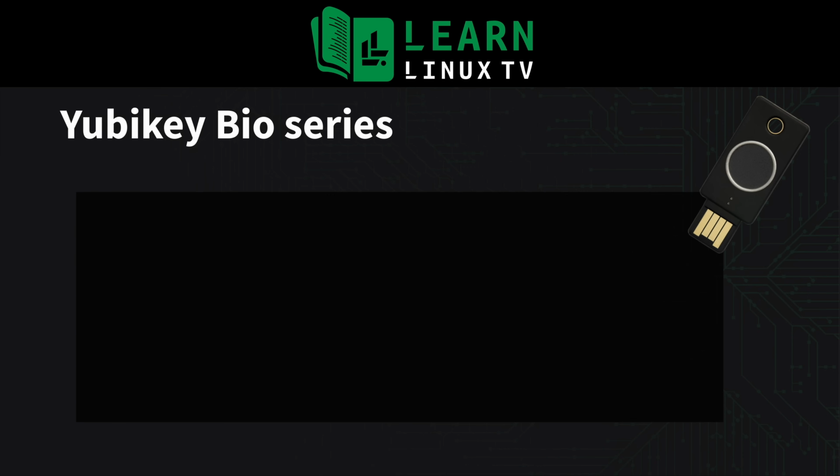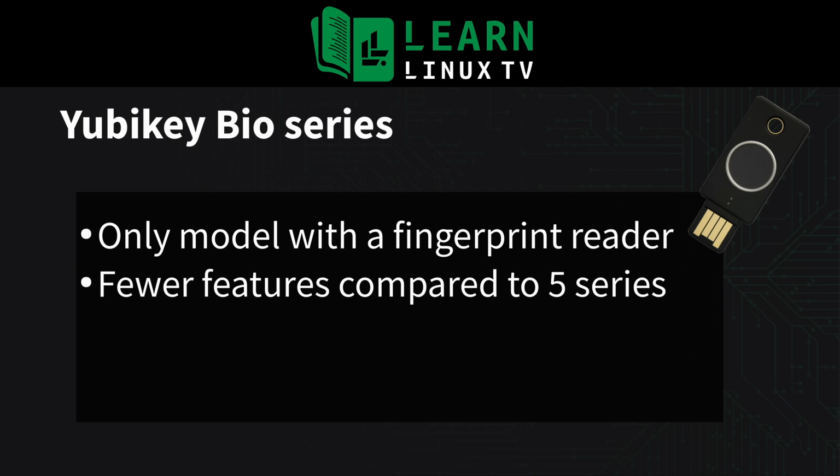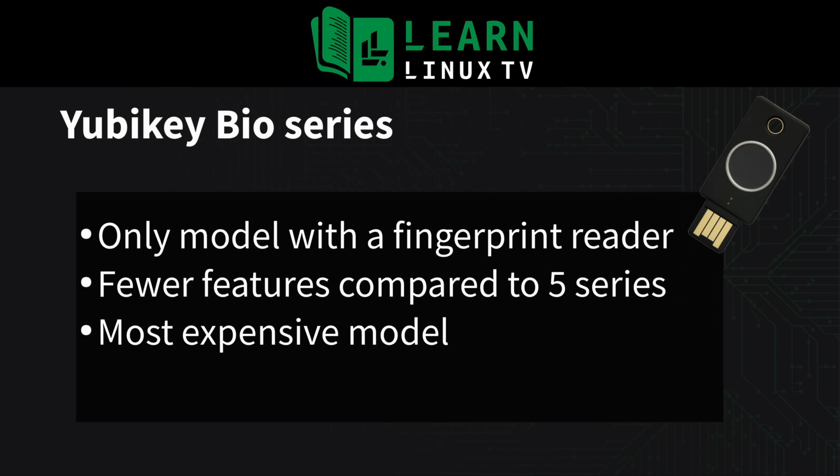The third category of the YubiKey is the YubiKey Bio. As the name would imply, the Bio gives you access to biometric security, and there's a fingerprint reader built in. The Bio keys actually have fewer features than the 5 series, and even with a shorter feature set, they start at the highest price point at around $80 US. Having fewer features but starting at a higher price point might seem strange, and actually it kind of is.